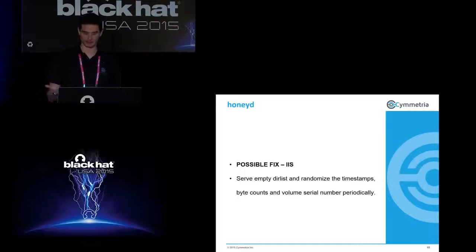And just a possible fix, for example, for the IIS script is just randomize, just give an empty dir list, and also randomize the byte counts and the serial number and all the timestamps, but do it periodically. Because, for example, some people have told me just randomize it on every request, but that's also very bad, because if you request like 3-4 times and you see modified times that just run along the spectrum, then you're also realizing that it's a simulation, right? It's something to deceive you.